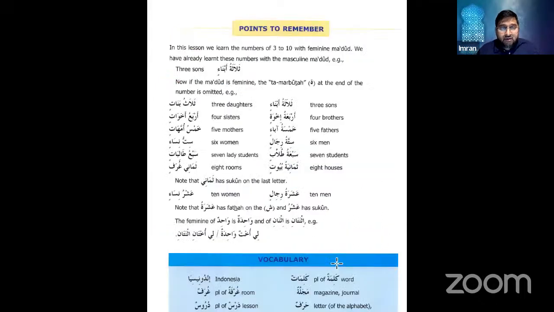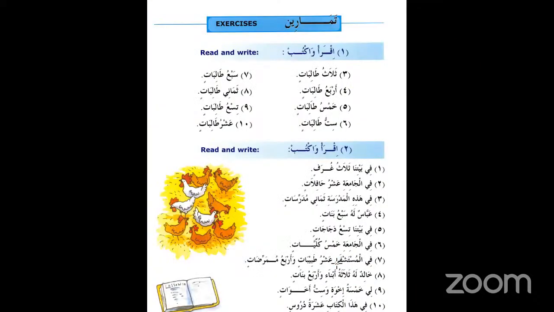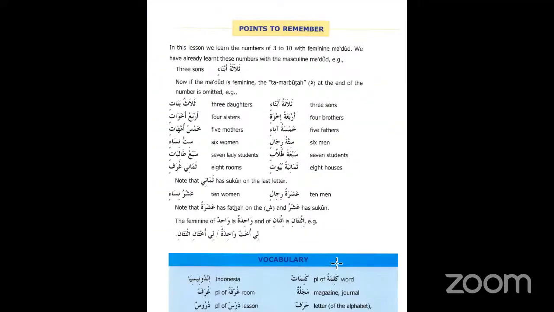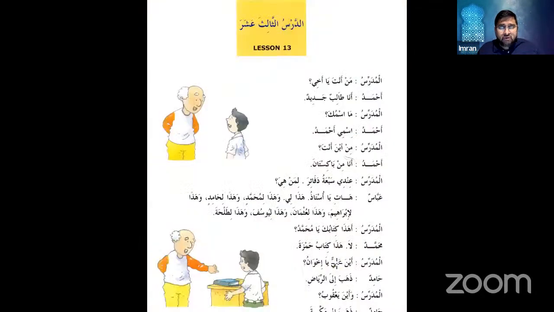Right. Okay. So we have finished the lesson. We got 11, 12 and 13, so 3 lessons left to finish off the book. And then I'll do a revision of the whole book together.